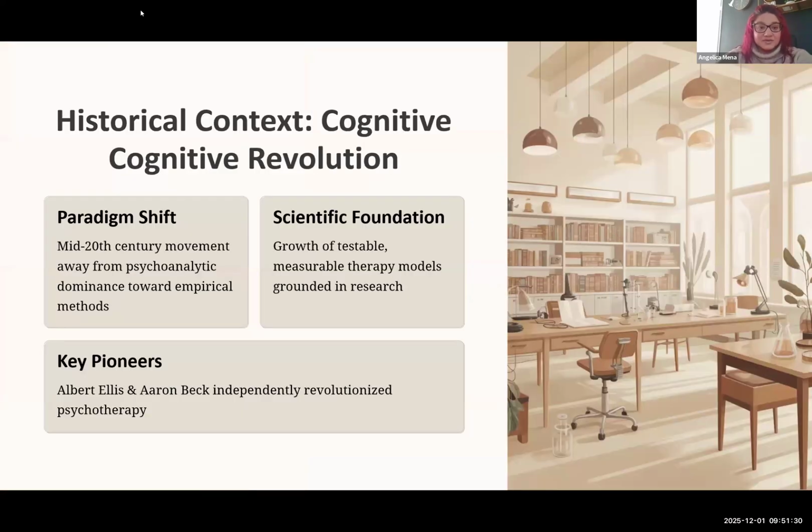Okay, so first let's get a feel for the historical background of cognitive behavioral therapy. The cognitive revolution really started in the mid 20th century with a paradigm shift from psychoanalytic theories, which we talked about in previous lectures, to move more towards empirical methods such as cognitive behavioral therapy. And this model really hones in on scientific foundations, such as using measurable therapy models that are really grounded in research, which wasn't always the case, as we know. Some key pioneers include Albert Ellis and Aaron Beck, the two primary pioneers of CBT, and we'll be talking about both of them today.